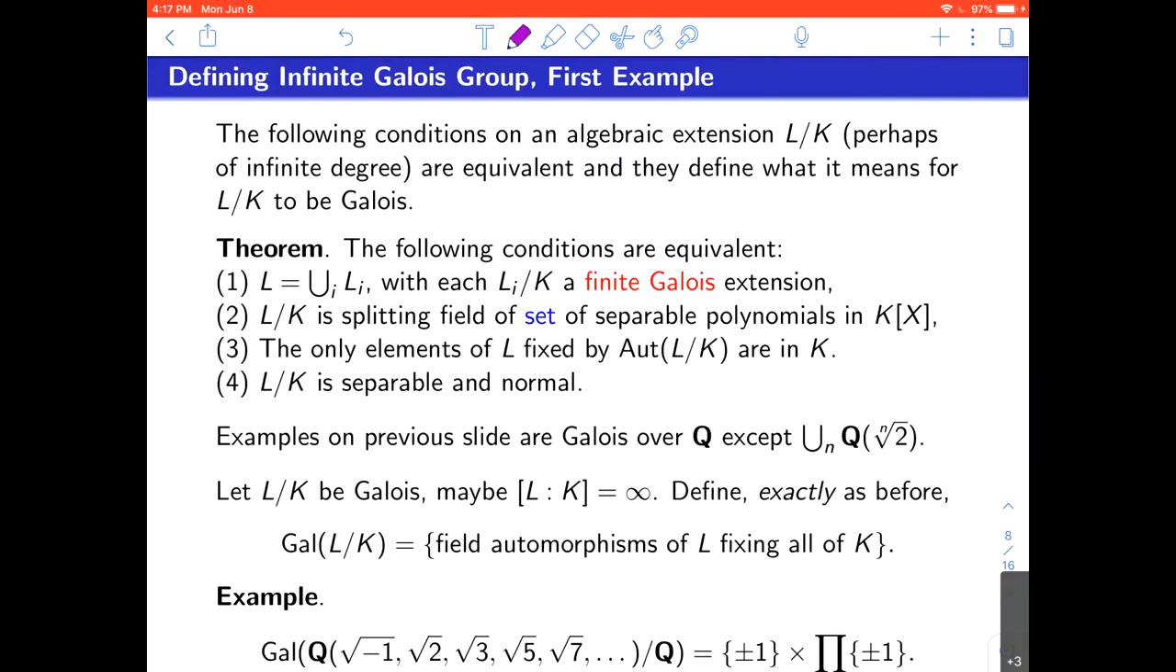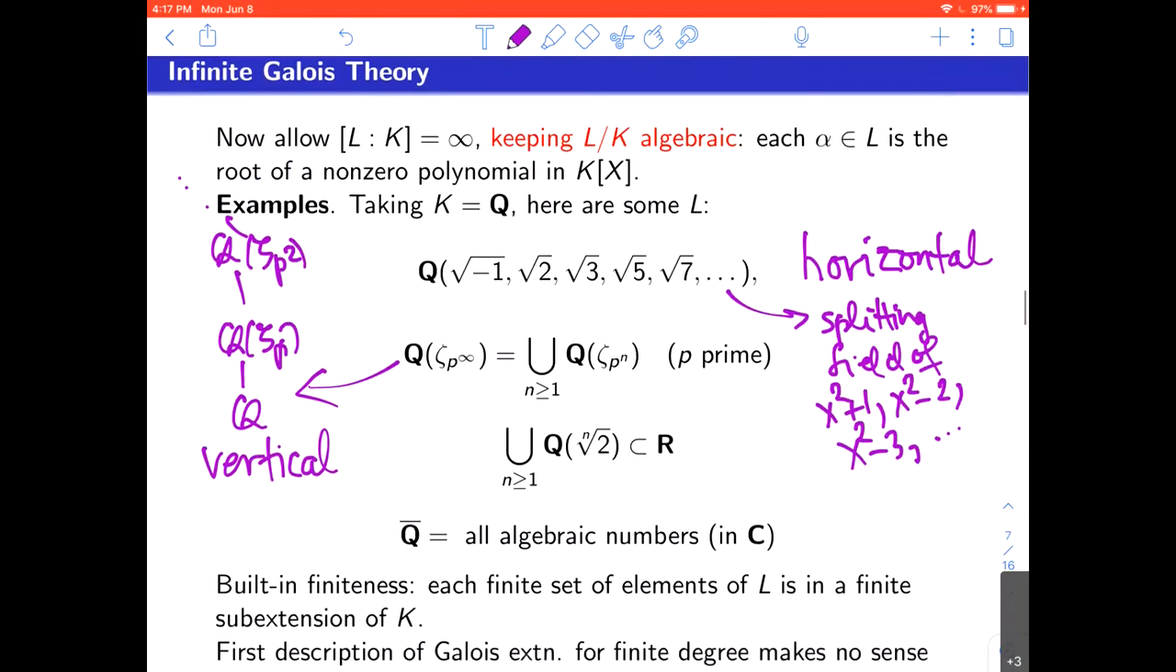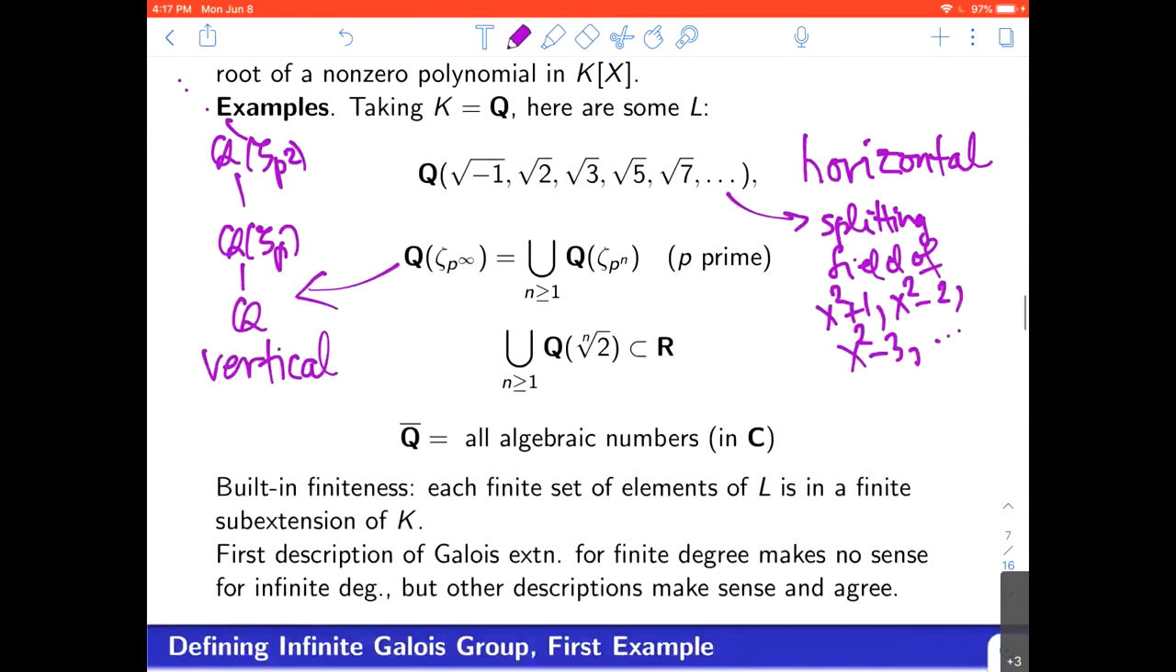To say that the field is filled up by finite Galois extensions is the same thing as saying that the top field is the splitting field of a set of separable polynomials, not just one, but a whole family of them. Like, for example, the first example with all the square roots. This is the splitting field of x squared plus 1, x squared minus 2, x squared minus 3, and so forth. I'm not going to multiply them all together to get one polynomial. There are infinitely many of these. So you can have an extension that is the splitting field of a set of separable polynomials.